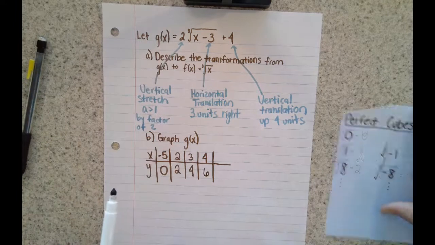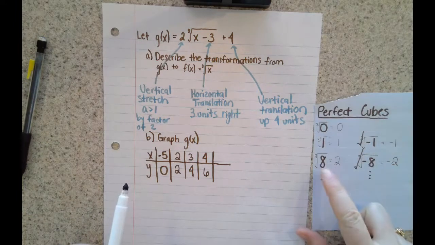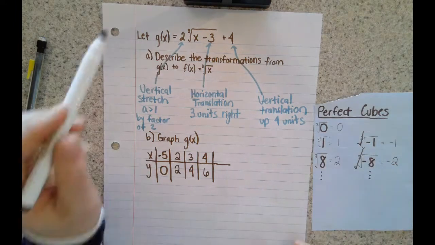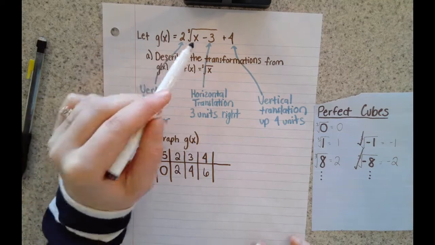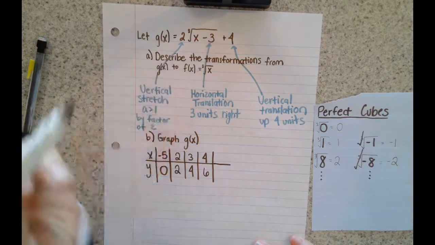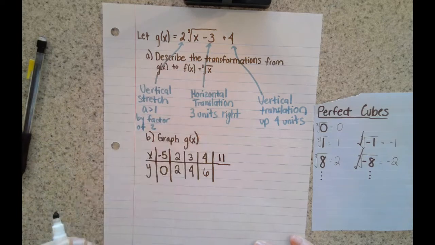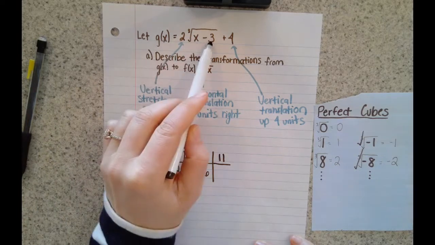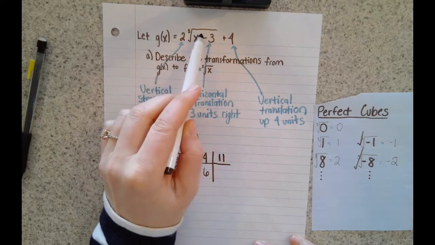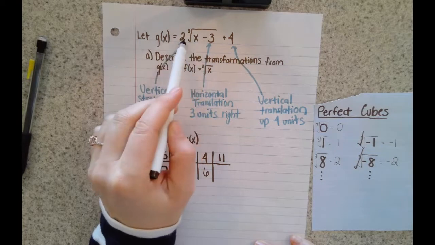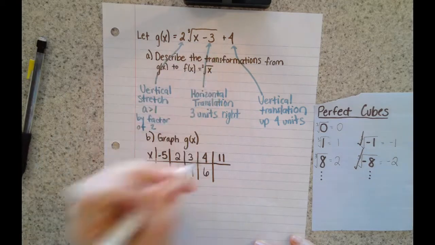Okay, and again, the last perfect cube I'm going for is 8. I know that 11 minus 3 makes 8, so my last input will be an 11. 11 minus 3 is 8. 8 cube rooted is 2. 2 times 2 is 4, and 4 plus 4 is 8.